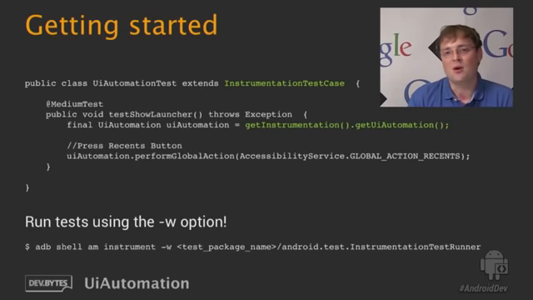So let's have a look at some code. What do you have to do to get started with UI Automation? It's very simple. You just have to inherit from InstrumentationTestCase or from any other subclass like ActivityInstrumentationTestCase2. Then in your test method, just call getInstrumentation().getUiAutomation() to get a reference to the UiAutomation object.